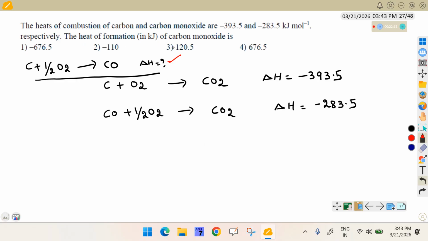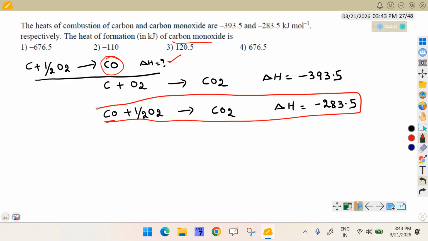Heat of formation of carbon monoxide is the question. That means carbon monoxide must be in the form of product. In the second equation, carbon monoxide is in the form of reactant. So reverse the second equation: CO2 gives rise to CO plus half O2. Reverse the equation, then change the sign: plus 283.5.